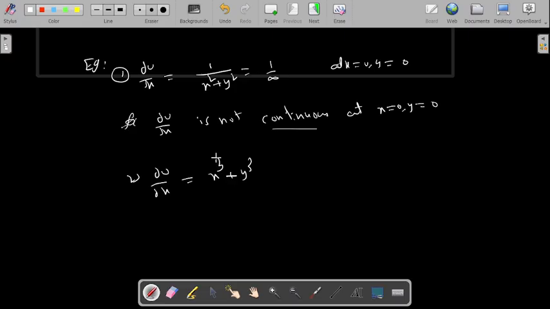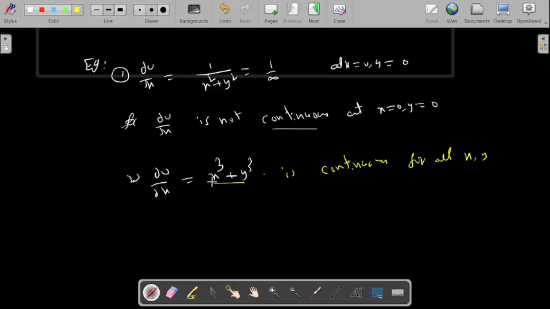Another way of explanation, this x cube is a polynomial, y cube is a polynomial. So polynomials are always continuous, and their sum is also continuous. That means x cube plus y cube is also continuous. x cube polynomial, therefore it is continuous. y cube polynomial, it is continuous, therefore their sum is also continuous. So this is continuous for all x, y. Okay, so continuous means you have to get the finite value.